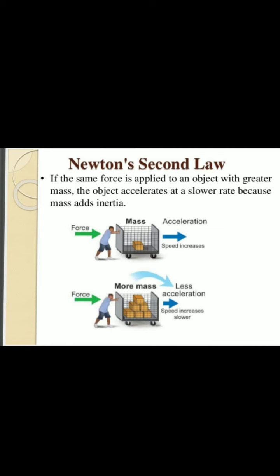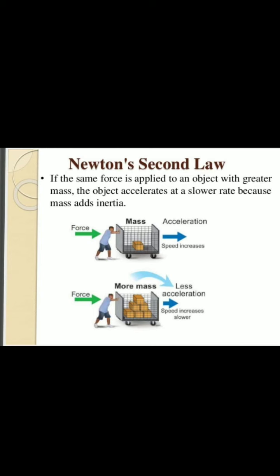So two things, what are the two things here? If the mass is constant and the force is different, then if we increase the force, the object will accelerate more. Here, if the force is the same but the mass is different, one a lighter object, another a heavier object, and we apply the same amount of force on both, we see that the heavier object accelerates at a slower rate.